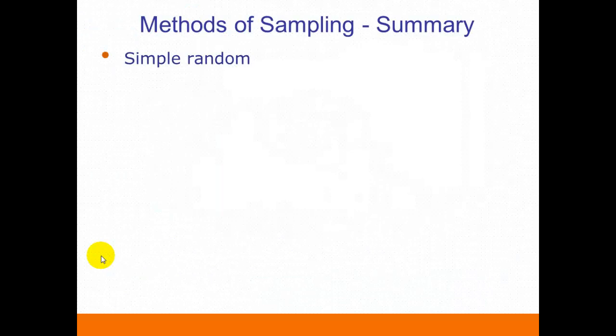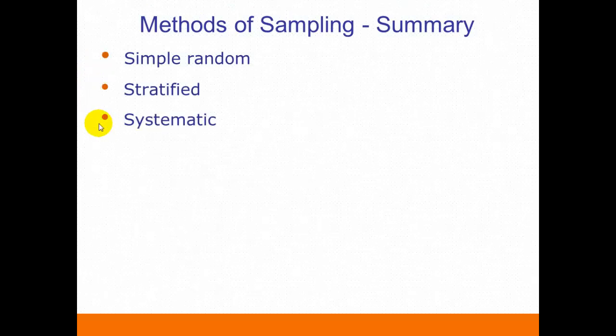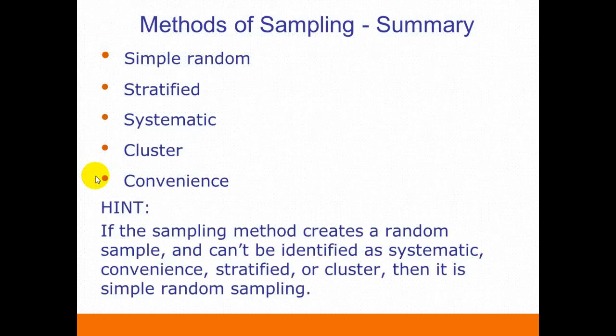Here's a summary of our sampling methods. We have simple random, stratified, systematic, cluster, and convenience. If you're trying to identify whether something is a simple random sample, if the sampling method gives you a random sample and you can't identify it as systematic, convenience, stratified, or cluster, then it's simple random sampling. Again, simple random sampling means there's basically no organization to how the sample is selected.